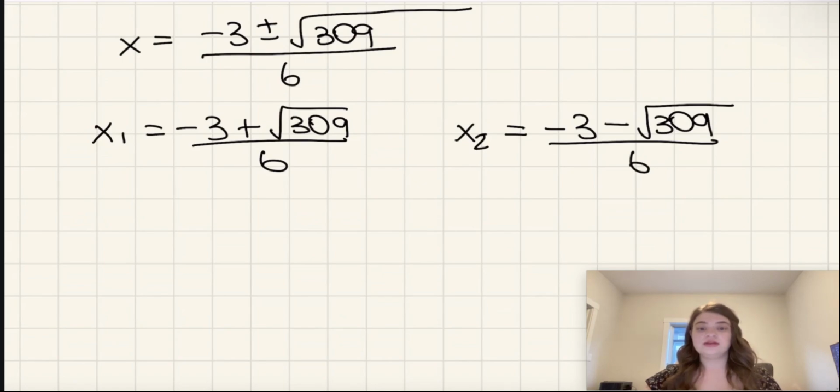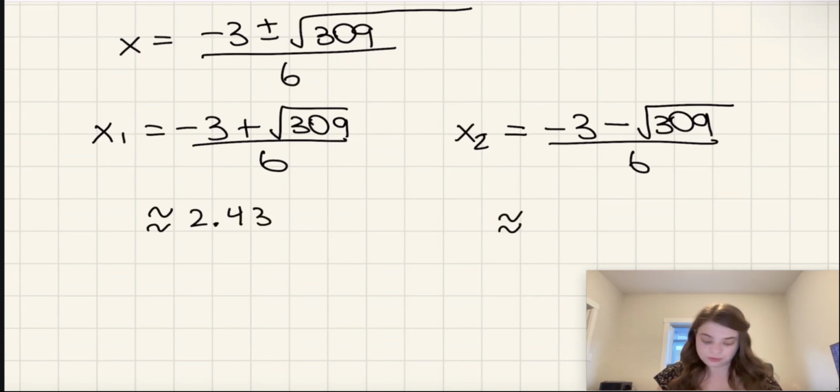So for x1, we're going to get a decimal approximation in order to know if this is the case or not. So the square root of 309 is approximately 17.6. Then if we subtract 3 from that and then divide by 6 in our calculator, we get that x1 is approximately 2.43. And then for x2, if we do the same thing, if we take the negative version of the square root of 309 and then subtract 3 from that and then divide by 6, we get that it's approximately negative 3.43.